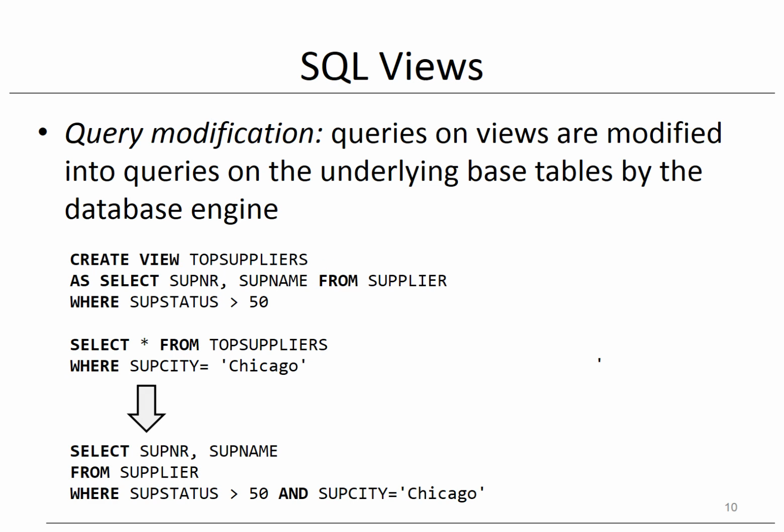The database engine will modify queries that query views into queries on the underlying base tables. Here you can see an example. We have our view top suppliers and a query which uses it. Both query and view can be modified into the bottom query, which directly works on the supplier table.